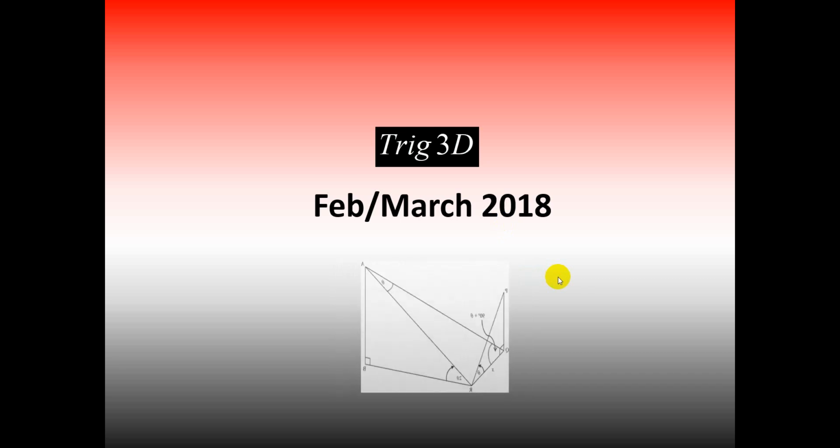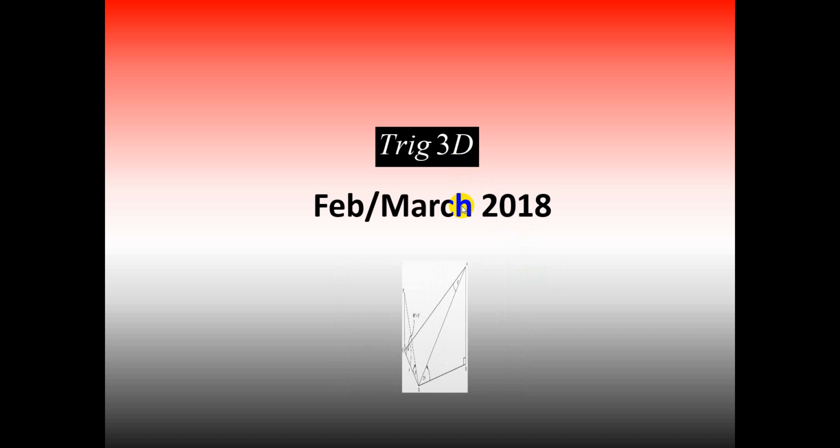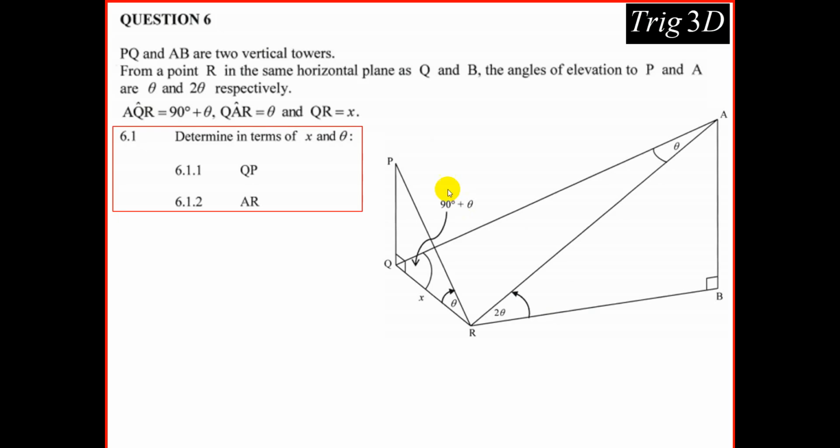Hi, in this video we're going to be looking at 3D problems and we're going to revise the March 2018 question. You can pause the video to read the question, but most of the important information is in the diagram. So I'm starting with 6.1 and it says find QP in terms of x and theta.